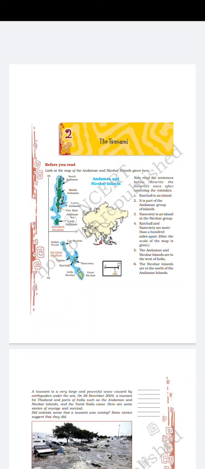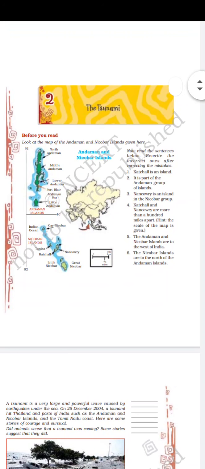So before you read, look at the map of the Andaman and Nicobar Islands given here. Look at the map. Now read the sentences below. Rewrite the incorrect ones after correcting the mistakes. So you will do that, right?